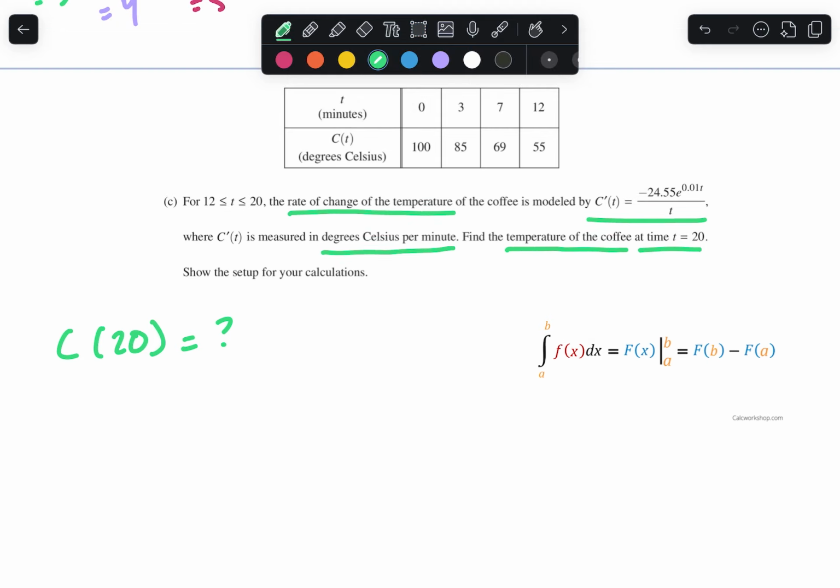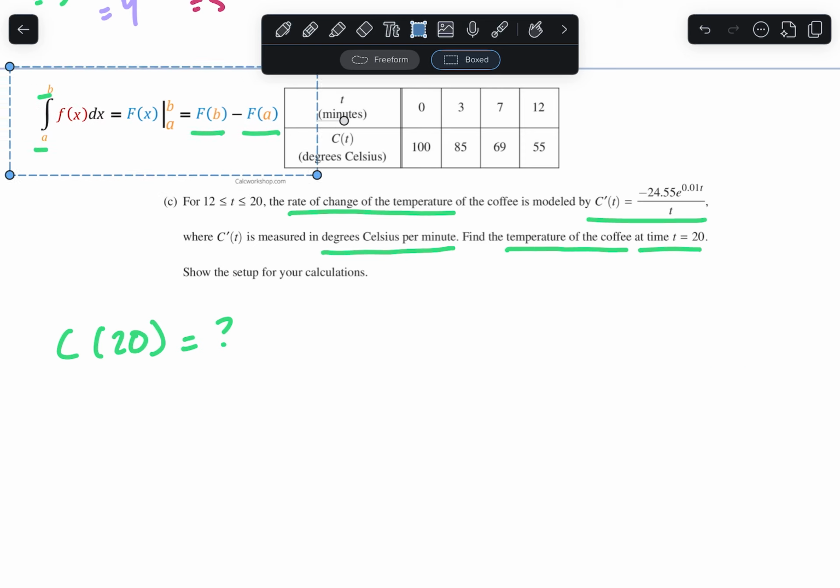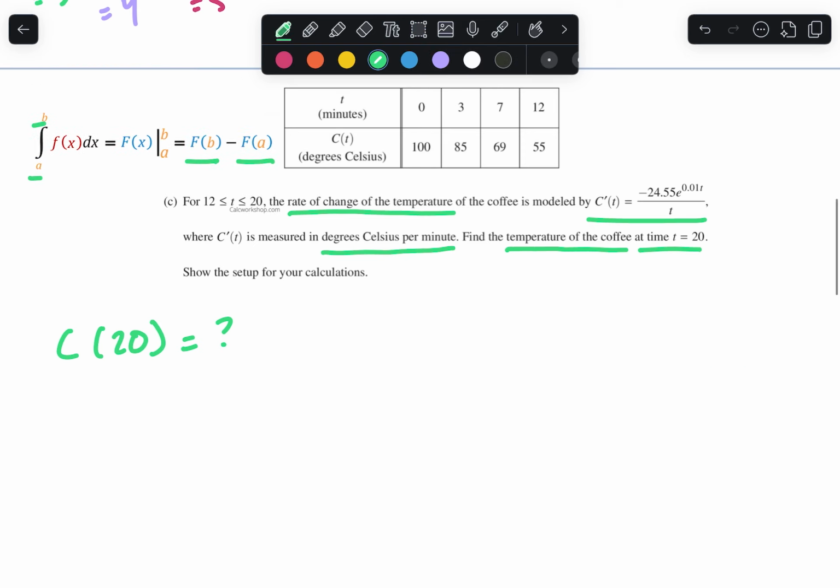So one of the fundamental theorems of calculus is that if you take the integral of some function from a to b, this is going to equal big F of b minus big F of a, where big F is the antiderivative of that function. We can use this equation with C prime of t to solve for C of 20. Let me show you how. Okay, so let's move this out of the way. Let's go ahead and set up an equation like that.